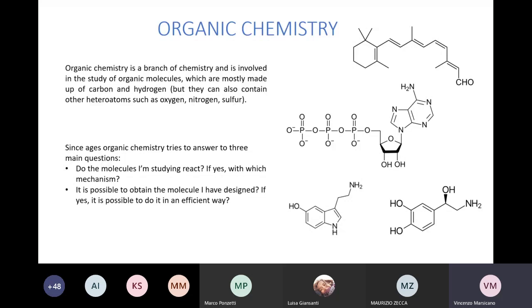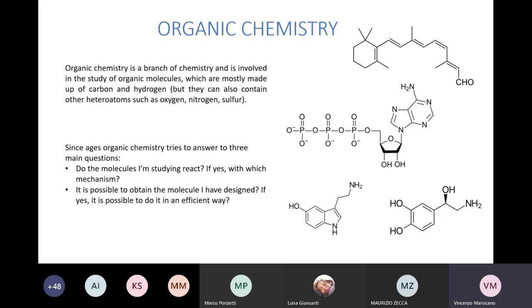When performing research in organic chemistry, two main questions can be answered. These two main questions are the center of the research in organic chemistry. The first one is, how do molecules react? How do they react, with which mechanism? This type of question is mostly answered by research groups using both experimental methods, but especially using computer simulations that have gained a lot of importance in depicting the mechanism of reaction.